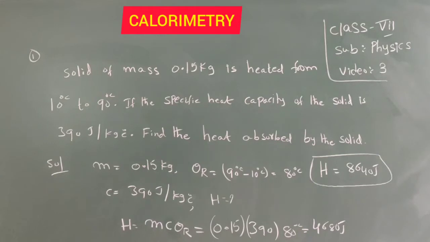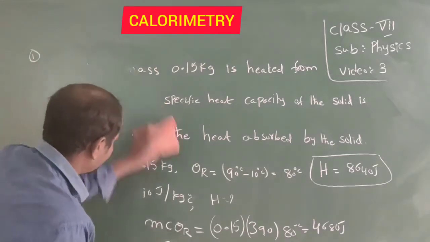Okay, next one, question number 2. A liquid of mass 0.2 kg and its temperature 135 degrees Celsius is cooled to 25 degrees Celsius. If the specific heat capacity of the liquid is 750 joule per kg Celsius. So question number 2.